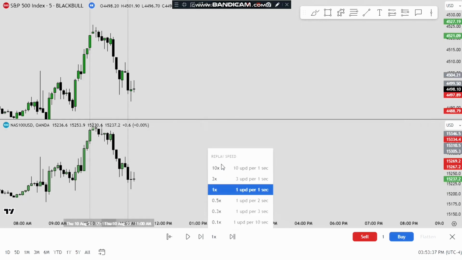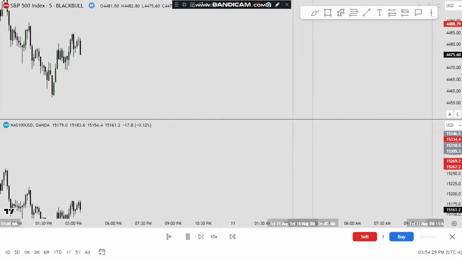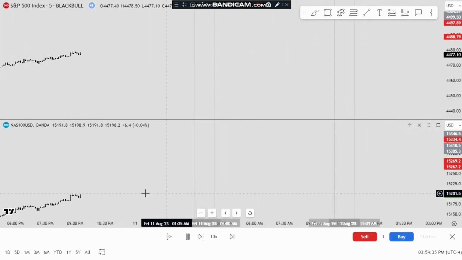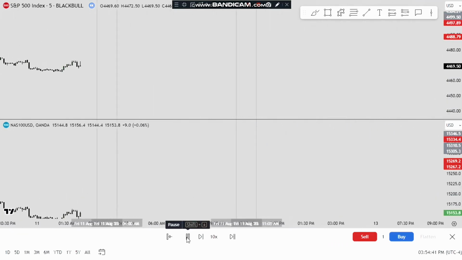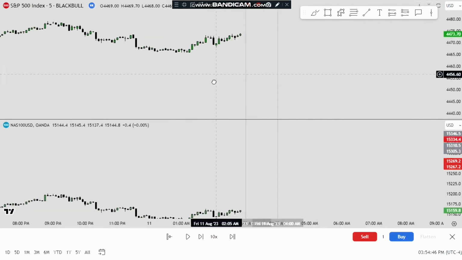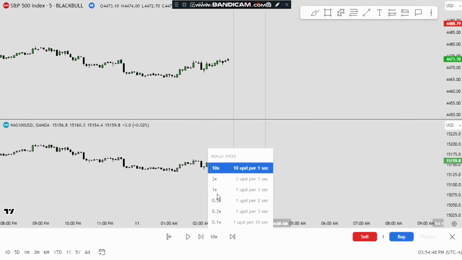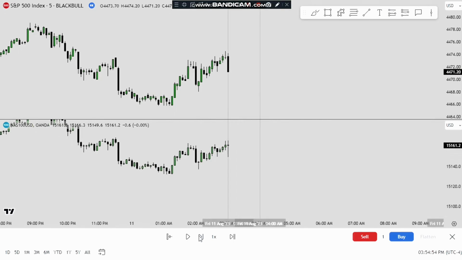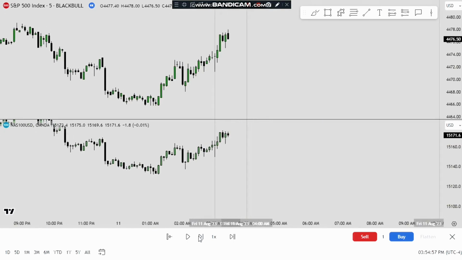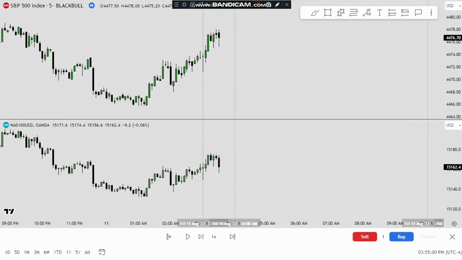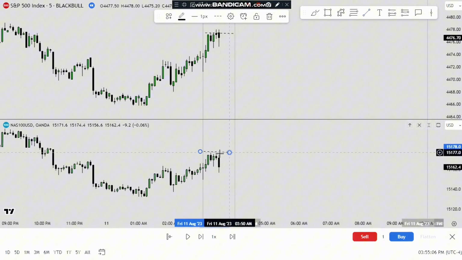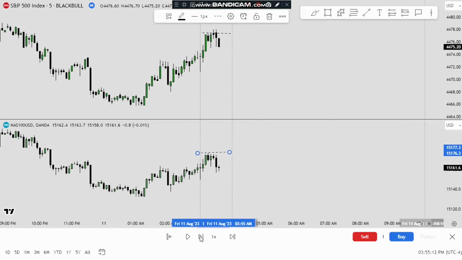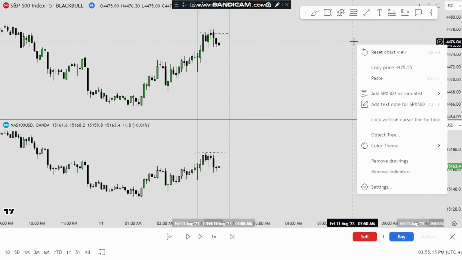Let me forward it. Okay, so let's slow it down. Let's see what happened here. Okay, so there is a divergence here. This swept the high. This high wasn't swept. So there is divergence now. Also, we got a fair value gap. So this is your entry.